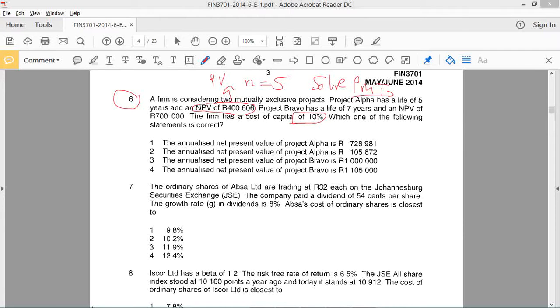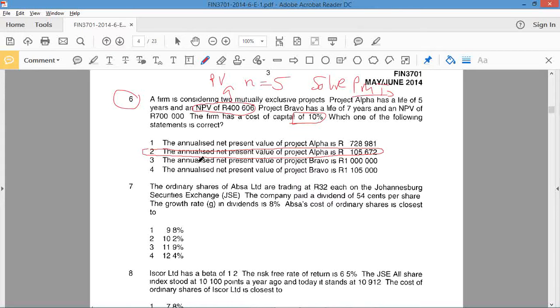I get 645. For which one, A or B? I'll go for A. For A? I think you put something in incorrectly. Yeah, I did. 400,606 is your PV, 5 is N, 10 is I. Calculate for payment. I've got 105672. That's correct. So option 2 is correct. Okay, cool, great.